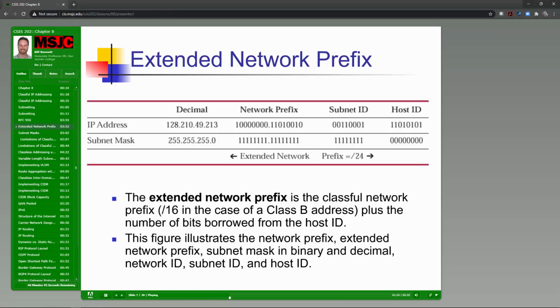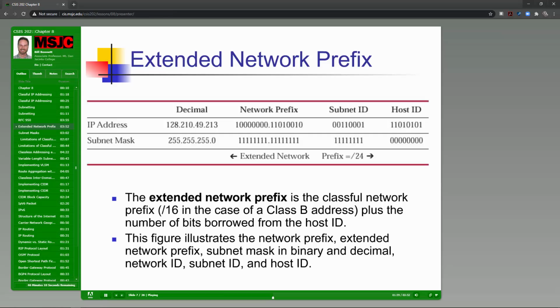So if you read the text here, it says the extended network prefix is the classful network prefix. So in other words, a class B address. Remember, the class Bs start at 128 and go all the way up to 191, right? So if we were talking about classful addressing, this would be a class B address. Well, if you recall, in a class B address, the first 2 octets represent the network value. The remaining 2 octets are the host portion. So the original subnet mask then was 255.255.0.0. So again, that represents the entire network for the organization.